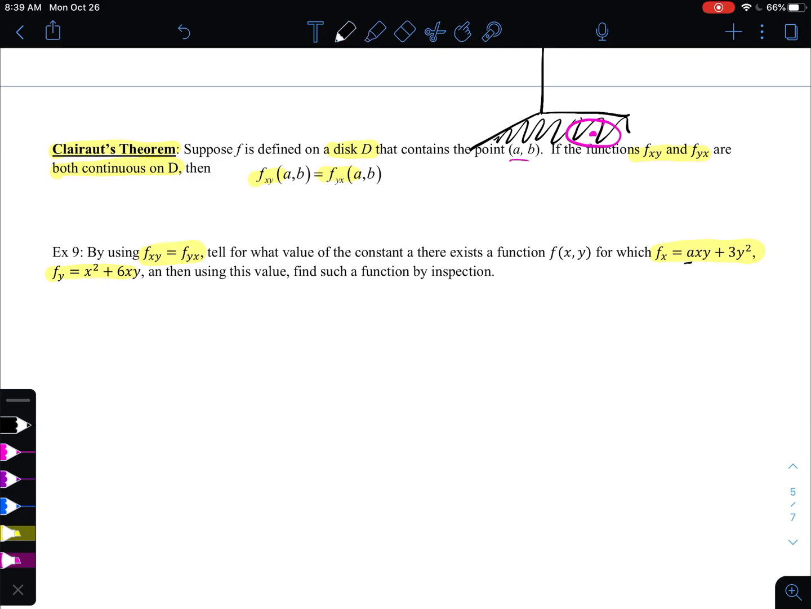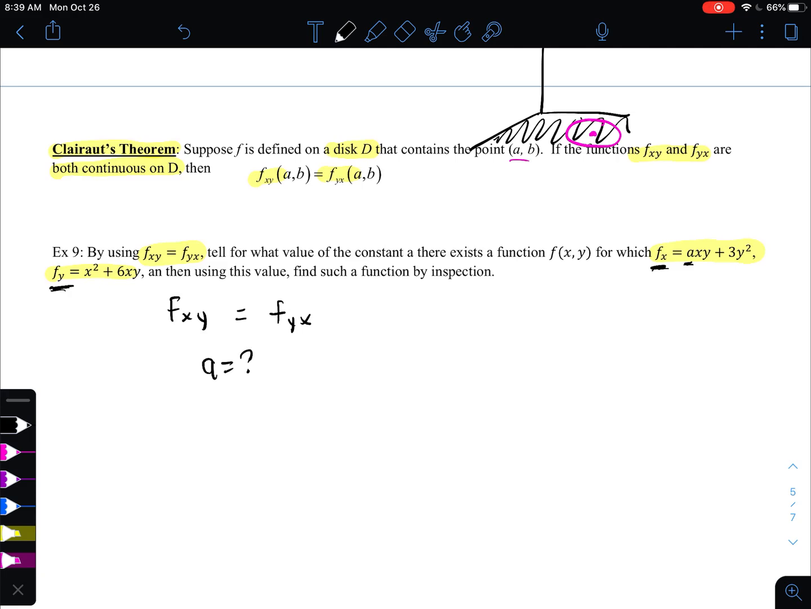Okay, by using the fact that the second derivatives, the mixed partials, are going to be continuous, I will be able to know what a is, and then I will be able to work backwards to figure out what the original function is. So your first thing would be to find fxy. Okay, so that would be taking the derivative of this one with respect to y and setting it equal to fyx, which is the derivative of this one with respect to x. Okay, once you've found that, you're finding out what a equals.